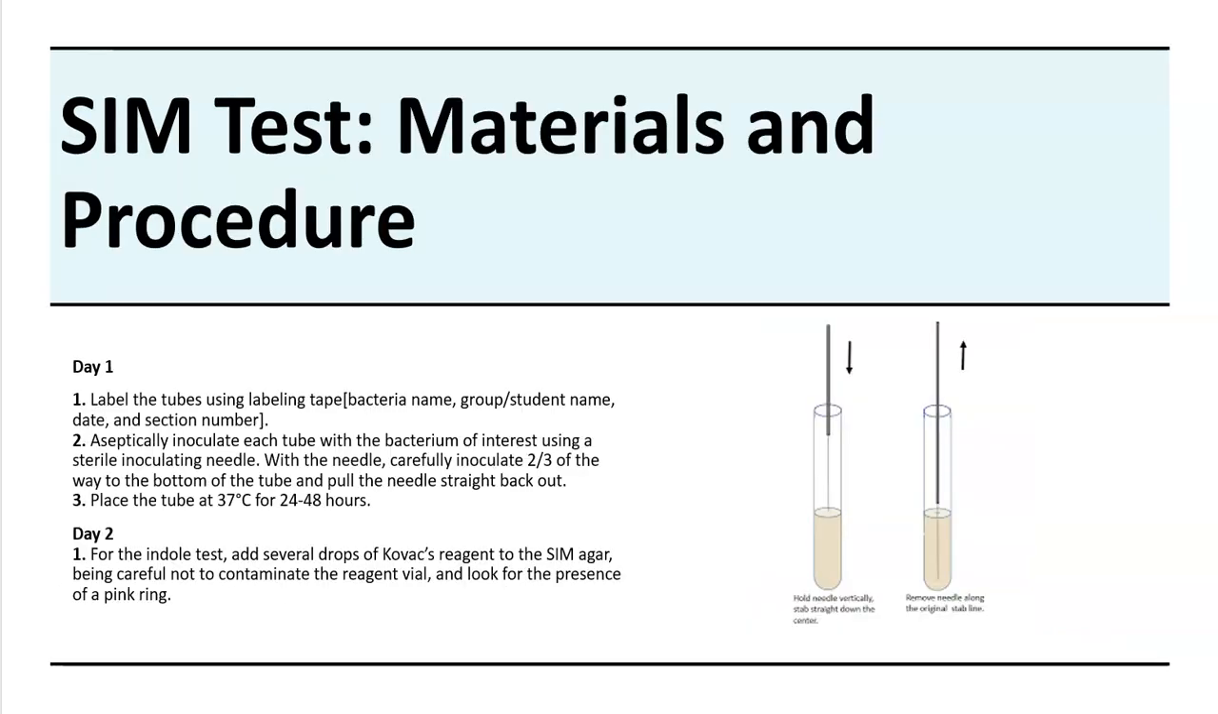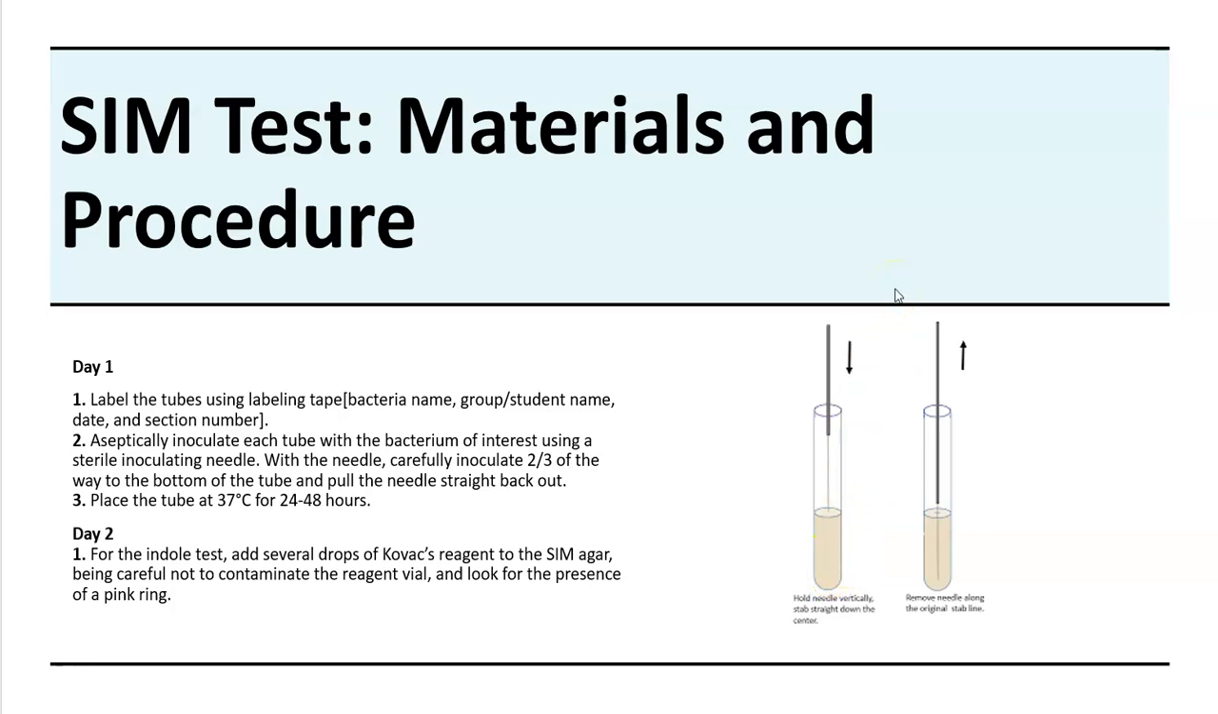In order to inoculate a SIM test, you have to do a unique procedure called a stab inoculation. So you take an inoculating needle, which is similar to the loop, it's just that at the end there's not a loop, it's just a straight point. You would obviously sterilize it in a Bunsen burner or an incinerator. You would let it cool down for 30 seconds or so. You would collect a sample of bacteria, and then you would take that needle and you would stab it straight down into the SIM media and then straight out.